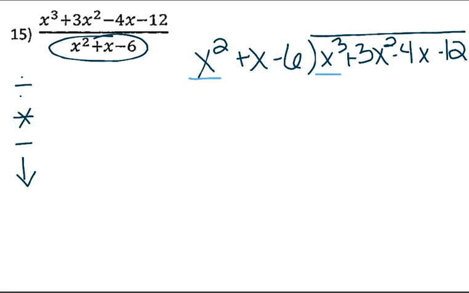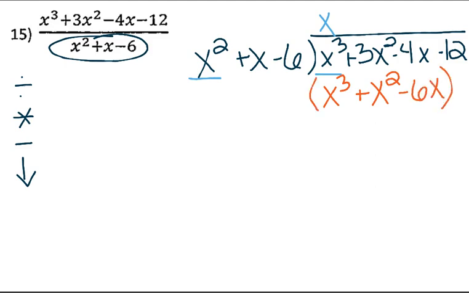X squared goes into x cubed, x times. So now I'm ready to multiply. X times x squared is x cubed. You will notice if you did it correctly, these first two terms should always cancel out. So if they're not going to cancel out, go back and see what you did wrong. Keep multiplying. X times x is x squared. X times negative 6 is negative 6x.